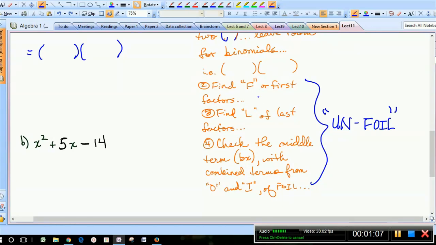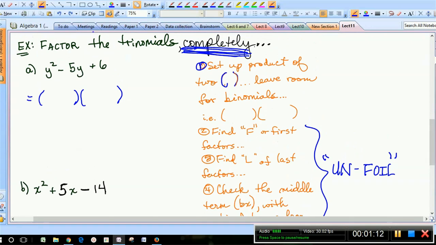Find F, find the first of the multiplications. Remember, let me draw the lines that we had earlier: first, outer, inner, and last. Now, we multiplied something to get y squared. So y squared would have been y times y. We want to put y and y in for the first terms of the binomials. That makes sense. Now, last would be some factors of 6 that would combine to give me a negative 5. Mind you, the middle term is negative. What does that mean? That means that when I went to combine the middle terms in the multiplication, I must have added two negative things.